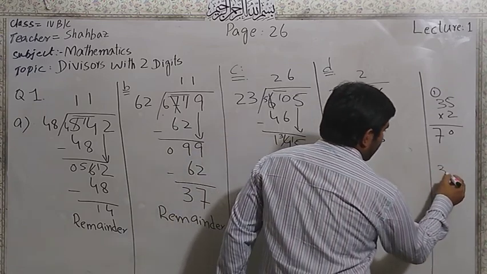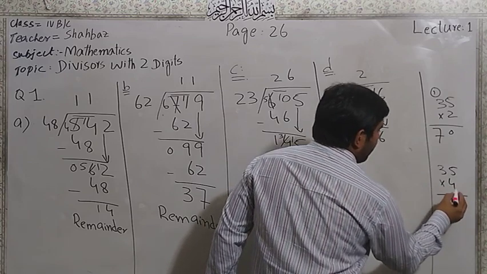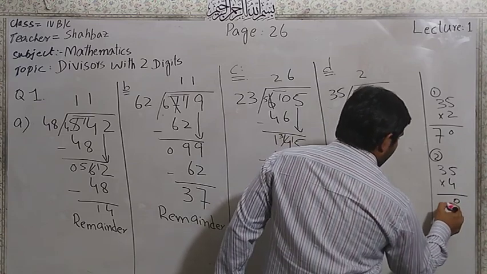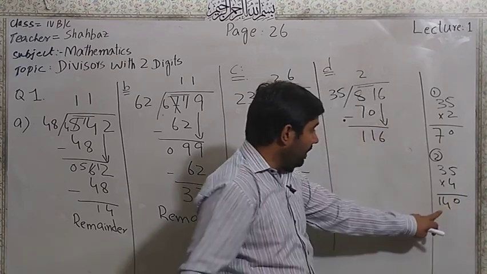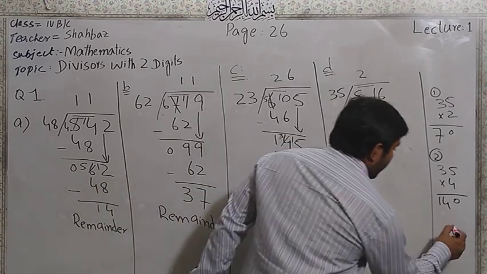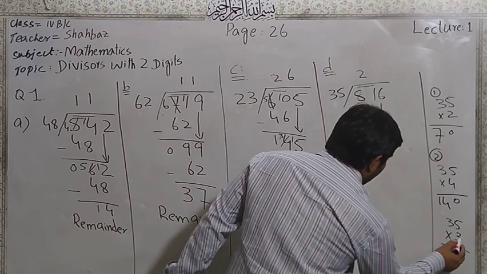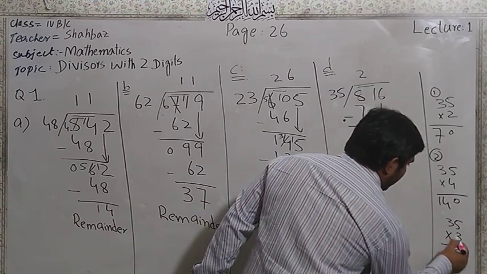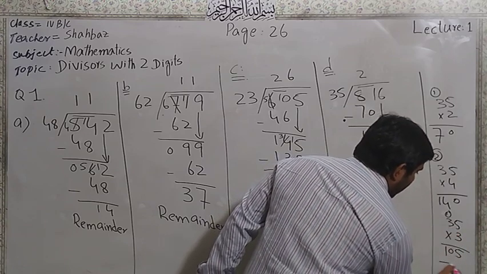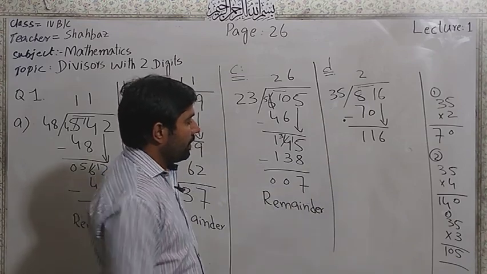You will again guess 35 multiplied by 4. 4 5s are 20, and 2 will be here. 4 3s are 12, and 1, 14. Now it's 140, greater than 116. You will multiply by 3. 35 multiplied by 3. 3 5s are 15. 5 here, 1 will be there. 3 3s are 9 and 1, 10. Now it's 105, very near to 116.